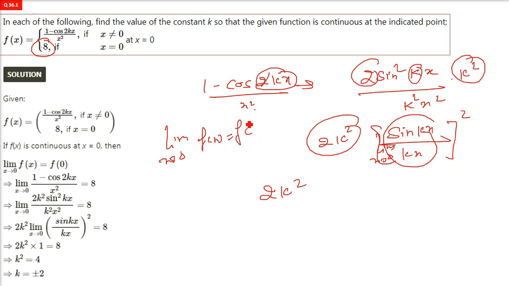It is given in the question that the limit as x tends to 0 of f(x) is equal to f(0), the value of the function at 0, which is 8 in this case. So 2k square is 8, k square is 8 by 2, which is 4. So k is plus or minus 2. This is the answer.